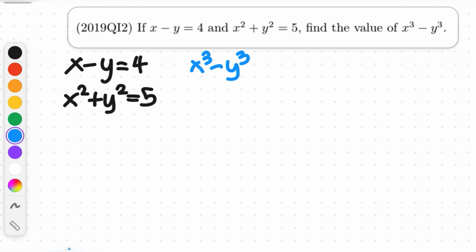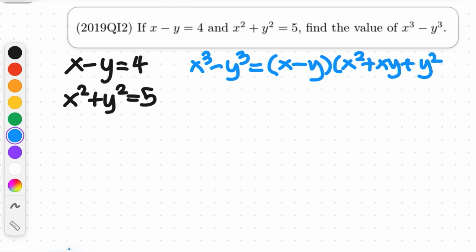Okay, so this expression that we're trying to evaluate is a difference of cubes, and we know that this factors into x minus y times x squared plus xy plus y squared.